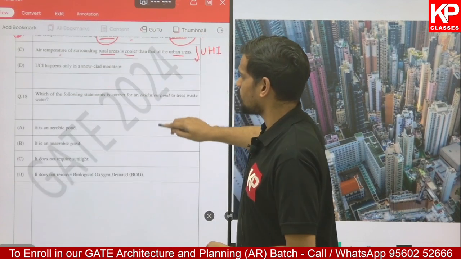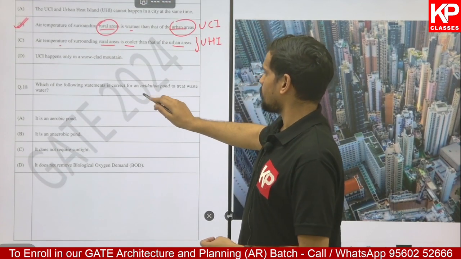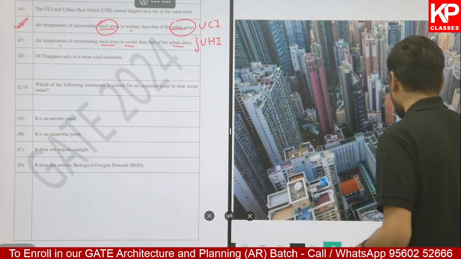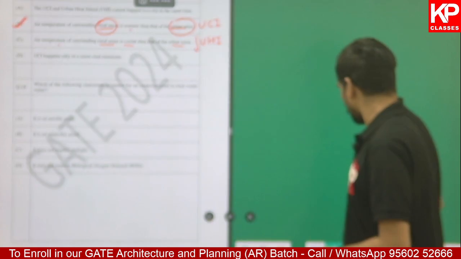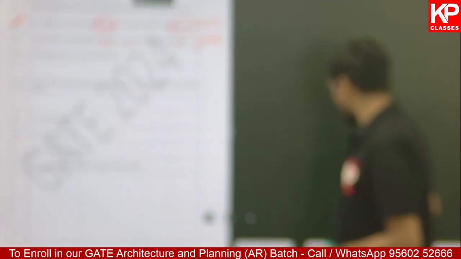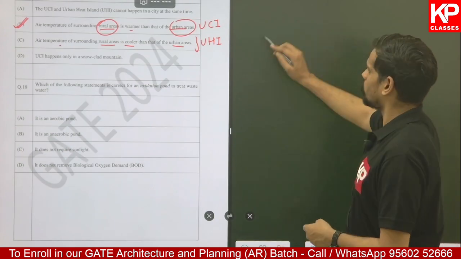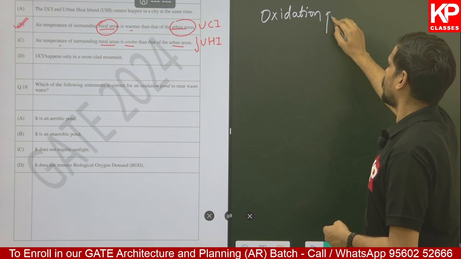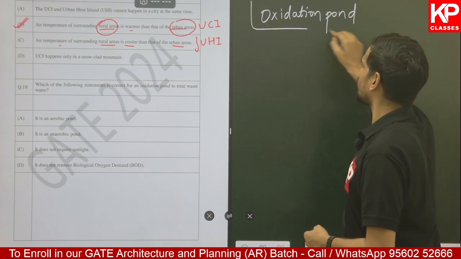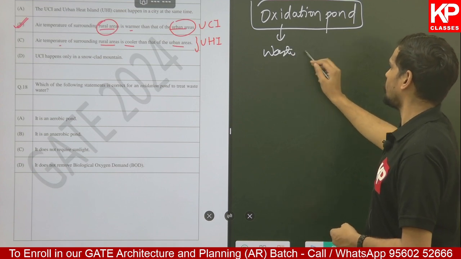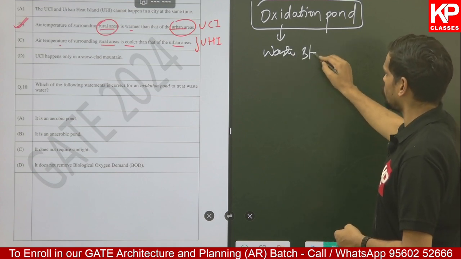Moving on to the next one. Which of the following statements is correct for oxidation pond to treat wastewater? Now, what is oxidation pond? You can remember they're talking about oxidation pond. Oxidation pond, also referred to as waste stabilization pond or wastewater stabilization pond.